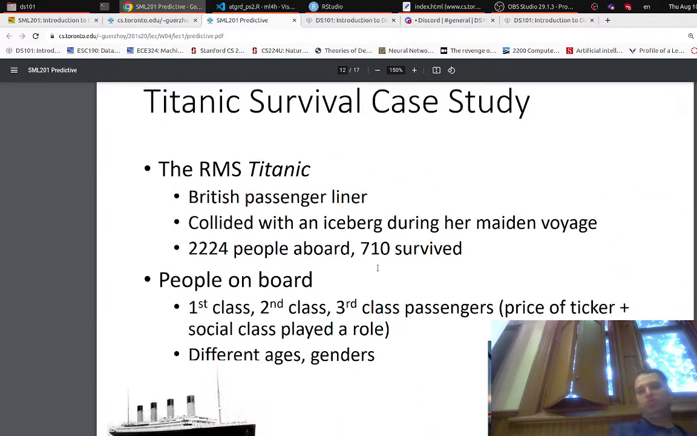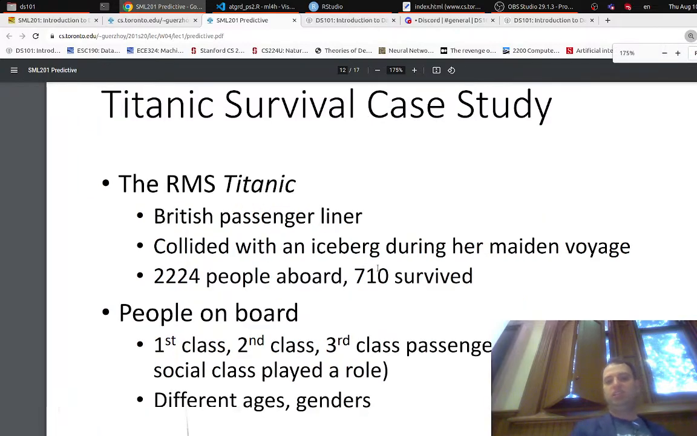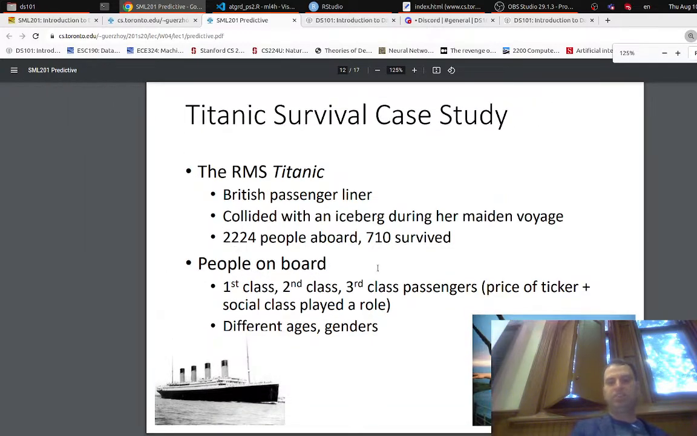So we'll do another example. This is the Titanic data set. People use it a lot, maybe more than they should. But anyway, the RMS Titanic was a passenger liner, a big ship. As you probably know, there was a movie about it. It collided with an iceberg during her maiden voyage, and unfortunately just about 700 people survived.